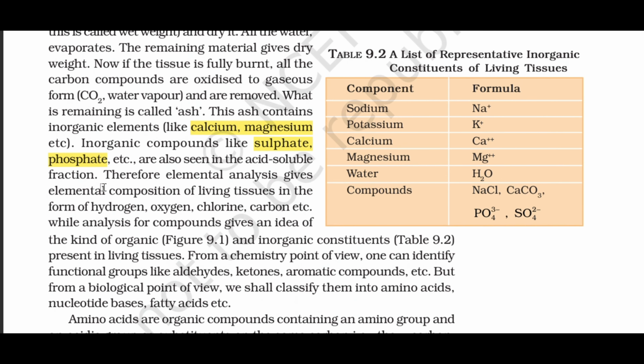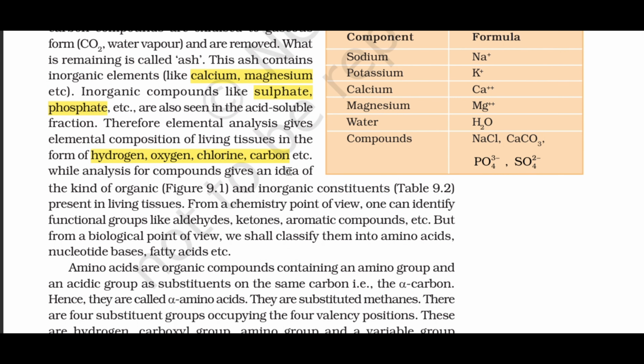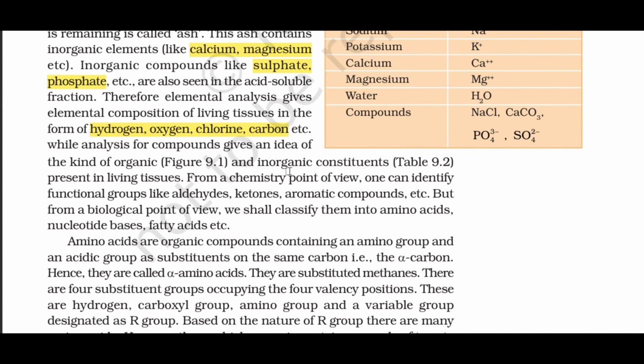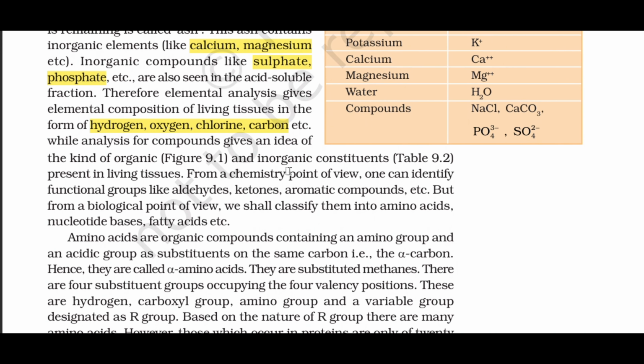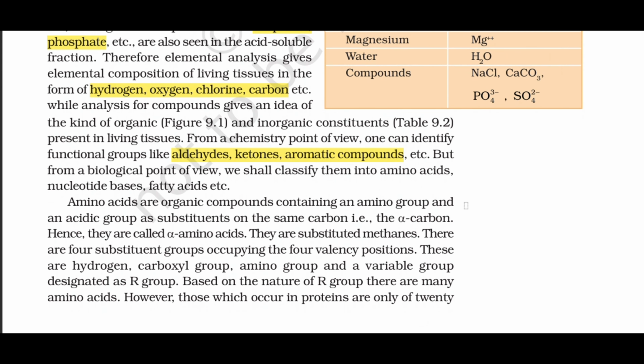Therefore, elemental analysis gives elemental composition of living tissues in the form of hydrogen, oxygen, chlorine, carbon, etc., while analysis for compounds gives an idea of the kind of organic, figure 9.1, and inorganic constituents, table 9.2, present in living tissues. From a chemistry point of view, one can identify functional groups like aldehydes, ketones, aromatic compounds, etc. But from a biological point of view, we shall classify them into amino acids, nucleotide bases, fatty acids, etc.